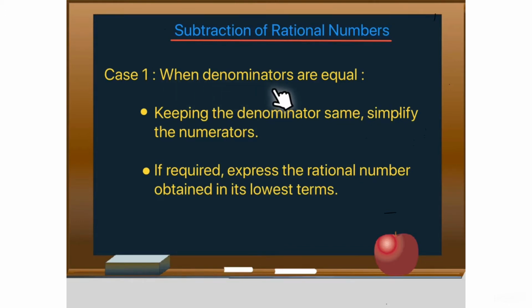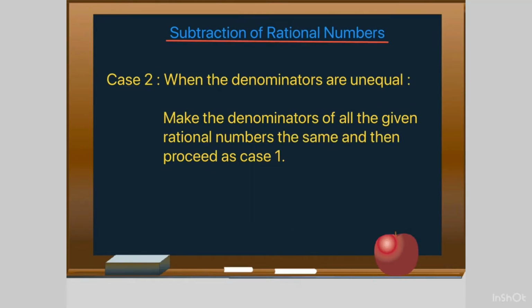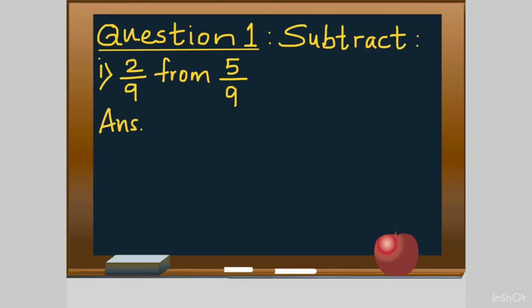When denominators are equal, keeping the denominators same, simplify the numerators. If required, express the rational number obtained in its lowest terms. Case 2. When the denominators are unequal, make the denominators of all the given rational numbers the same and then proceed as case 1. Let us now look at a few questions.